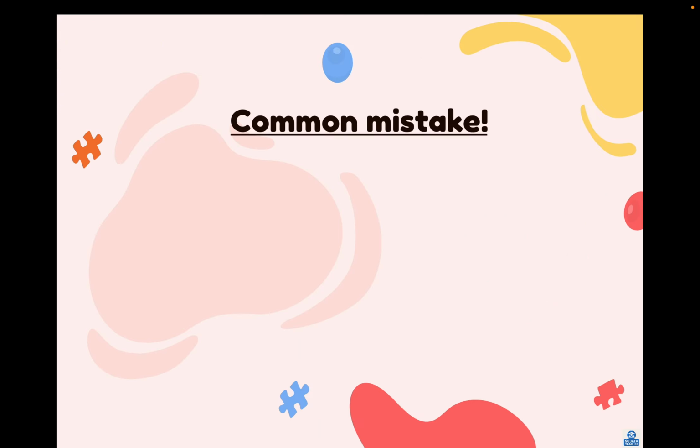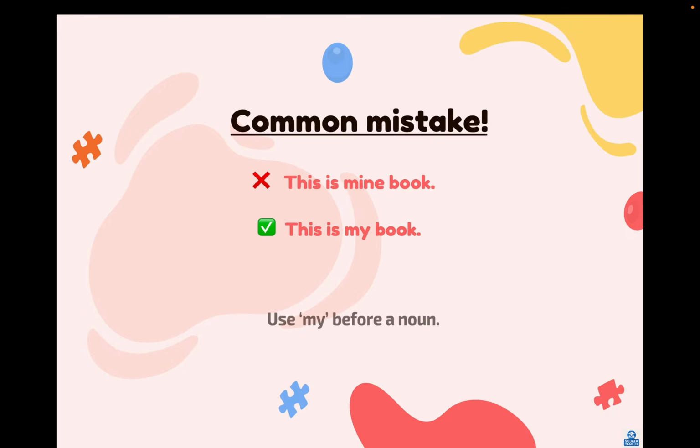A common mistake which you all make: this is mine book. That's wrong English. This is my book. Use my before a noun.